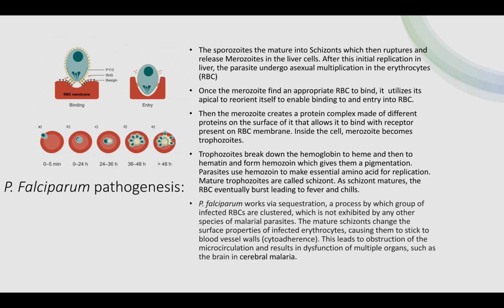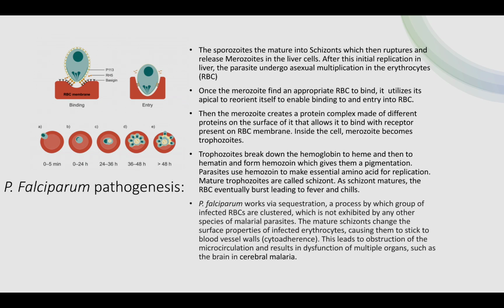Merozoites create a protein complex made of protein P113 and protein Rh5, created by the merozoite to bind to the surface receptor of the red blood cell membrane. Inside the cell, the merozoite matures into a trophozoite, a feeding and growing stage of the pathogen. The trophozoite breaks down the hemoglobin to heme and hematin to form hemozoin, which gives it its pigmentation.